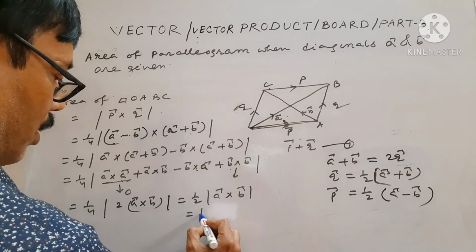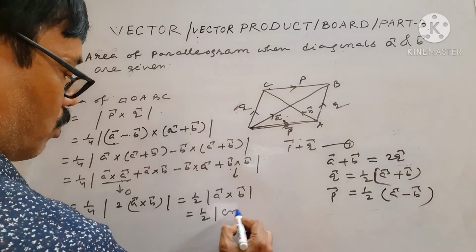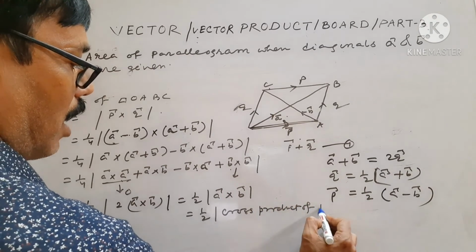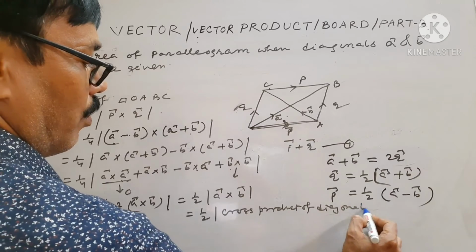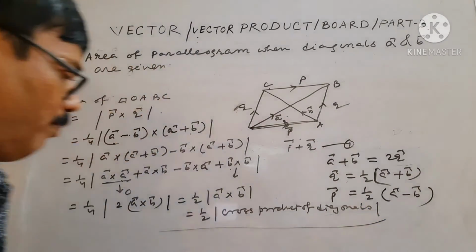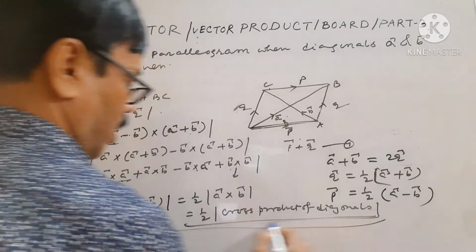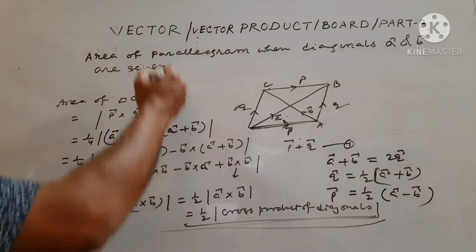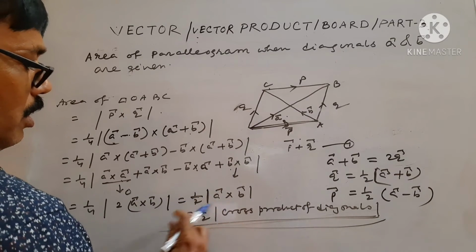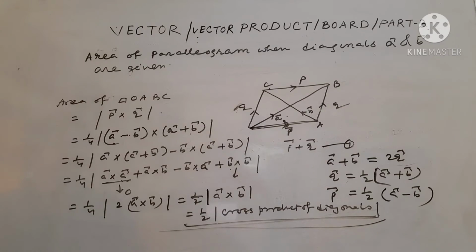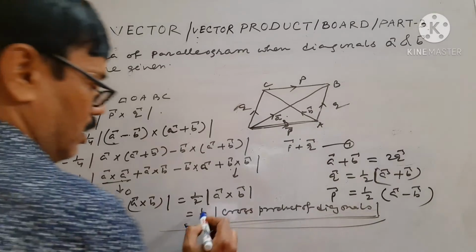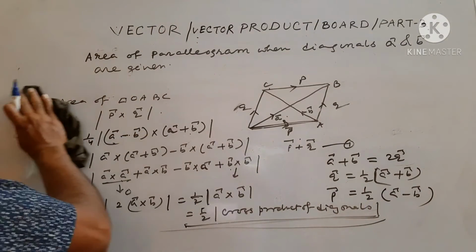So the area is half into the magnitude of the cross product of the diagonals. This is our working tool. So when diagonals are given, the area is half into the modulus of the cross product of diagonals. You remember only the result.